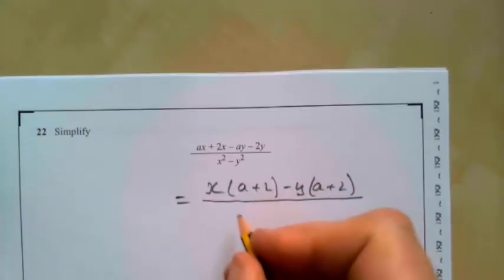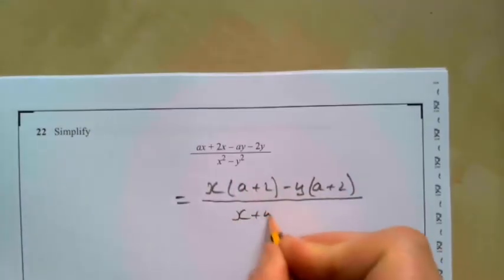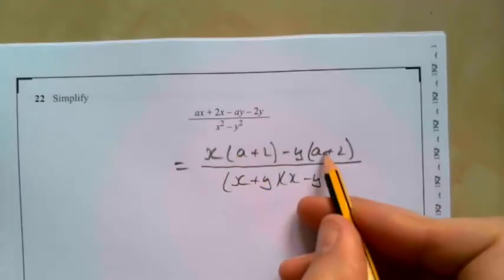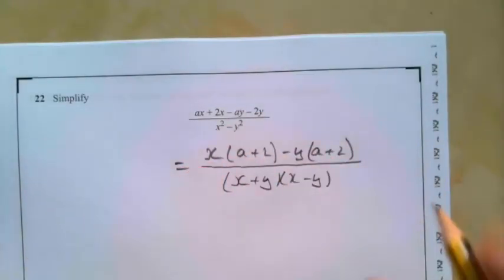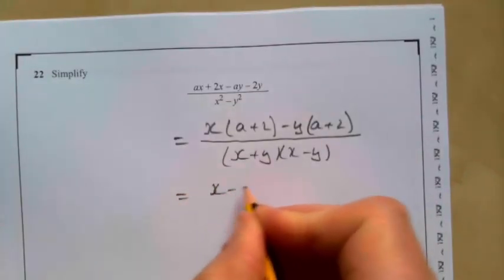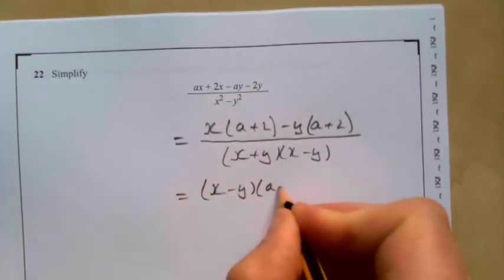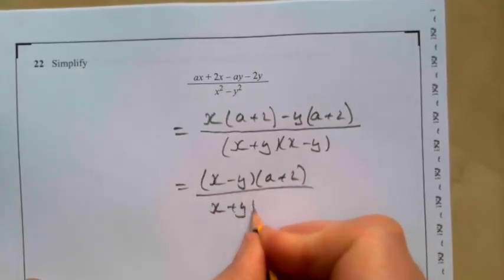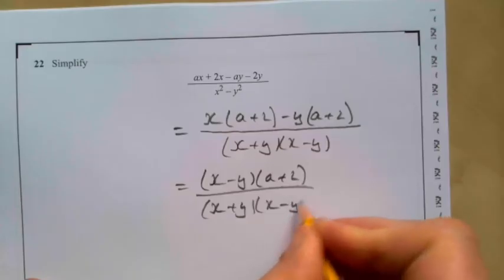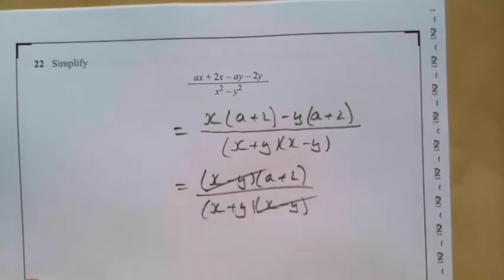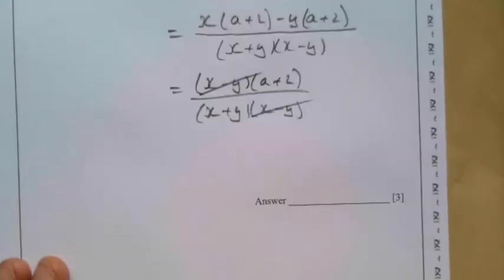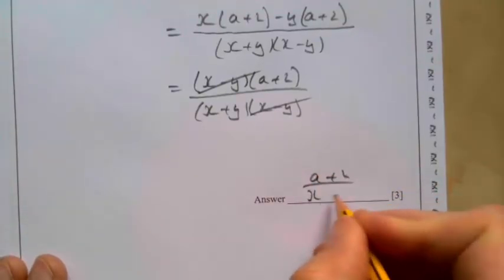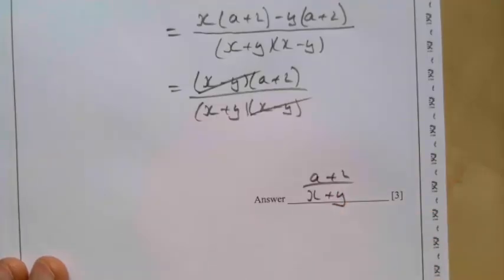X squared minus y squared, I hope you know, is the difference of two squares, so it's x plus y upon x minus y. This then factorizes. If we take out the a plus 2, we end up with an x minus y in the bracket, so it's x minus y upon a plus 2 all over x plus y, x minus y, and then the x minus y's cancel. So my final answer then is a plus 2 over x plus y.